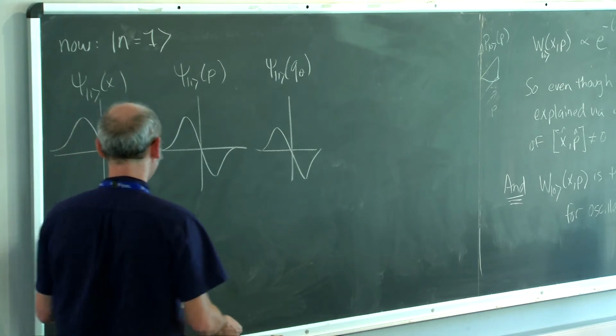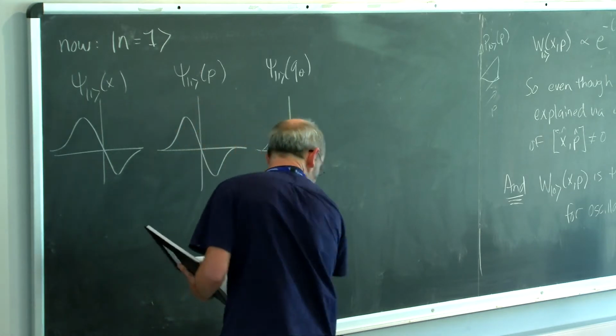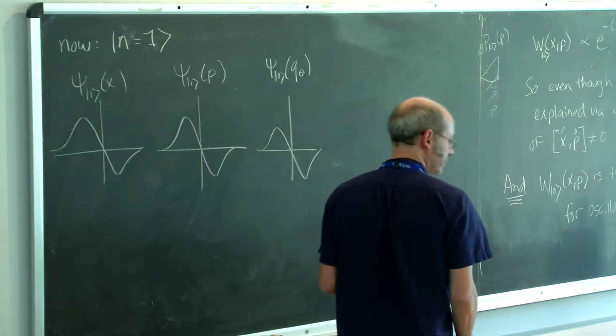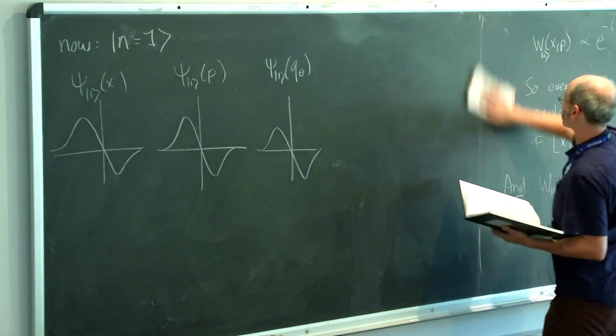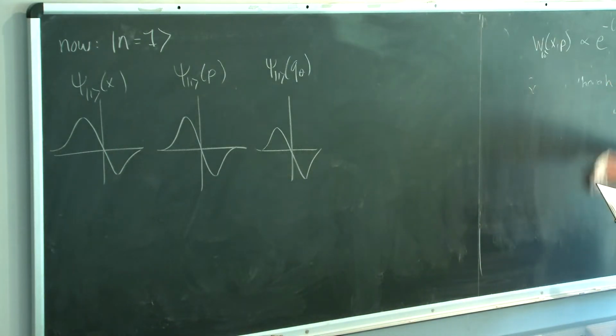So now let's ask whether or not we can construct a classical probability distribution function that would give us these wave functions, or their square modulus, as residuals.